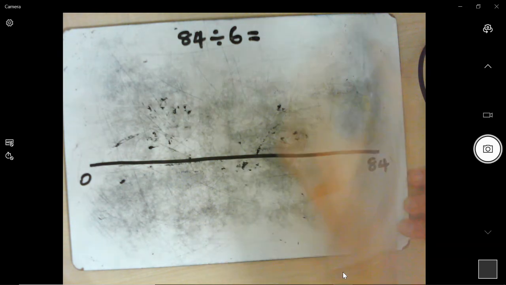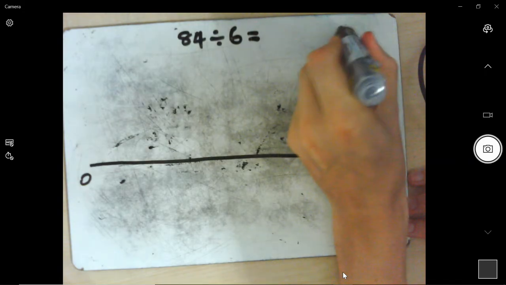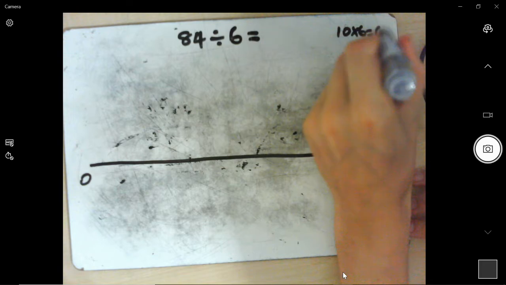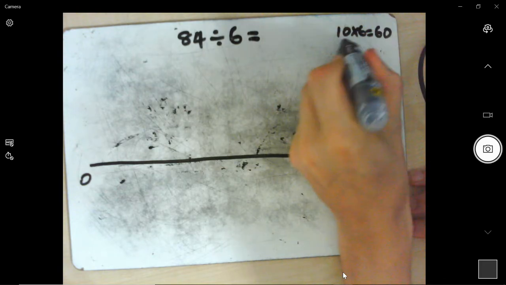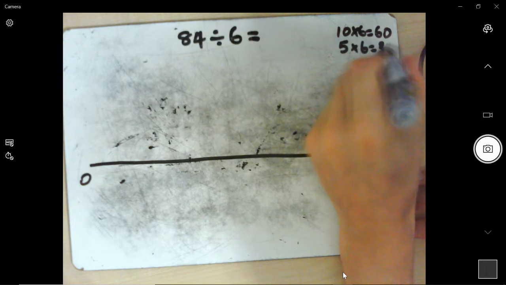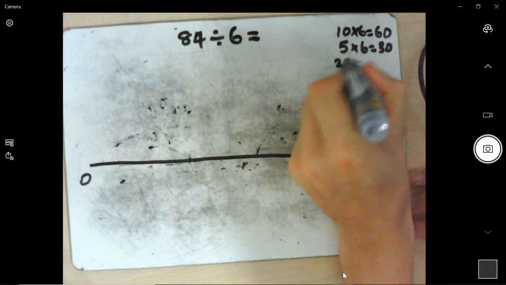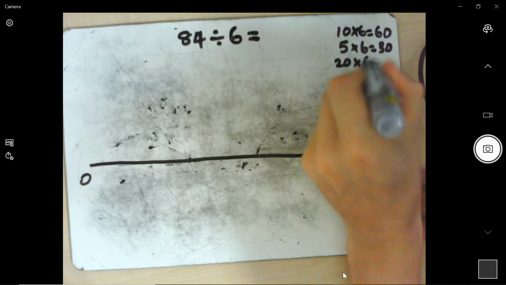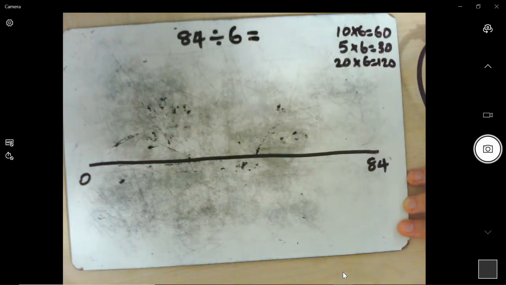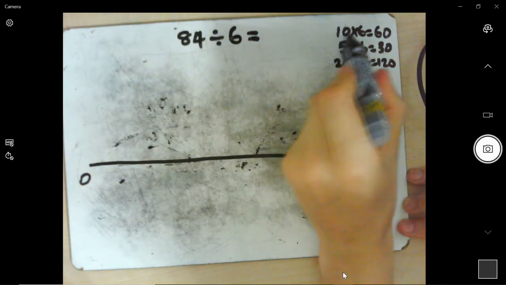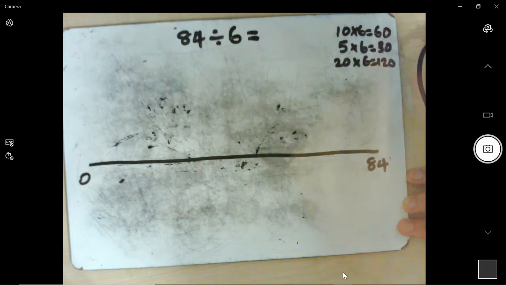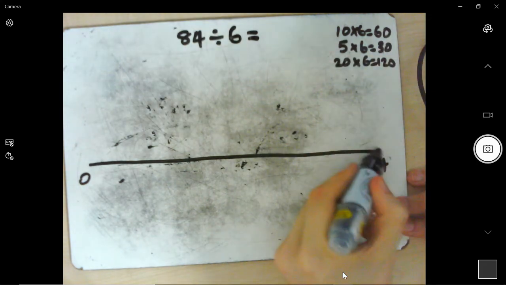So what I'm going to do is put a little fact box up here. So I know that 10 times 6 is 60. That means that 5 times 6 is 30. And 20 times 6 is 120. So I think the best fact to use here, the one that's closest to 84, is 60. So I'm going to subtract 10 groups of 6.